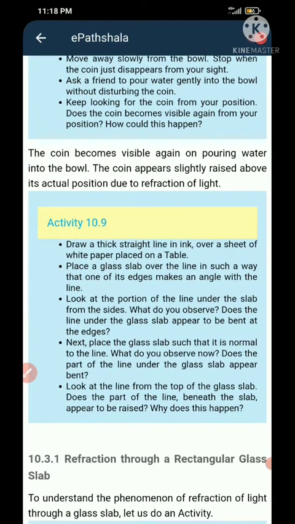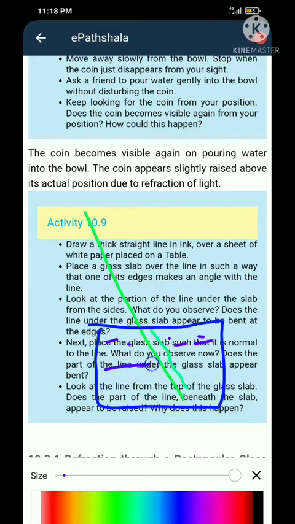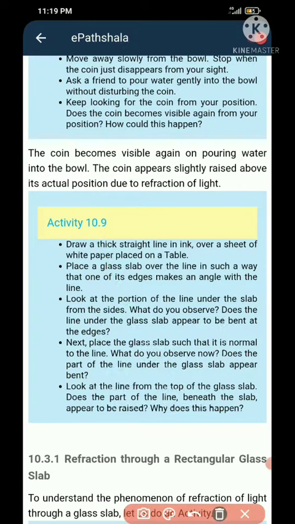Activity 10.9: draw a thick straight line in ink on a white sheet of paper placed on a table, and now you watch it through a glass slab. It appears raised or changes its path. Suppose you draw a line like this, and when you place a glass slab here, the rays look different due to refraction. Glass is the denser medium compared with air, and the upper medium is air. It also happens due to refraction.